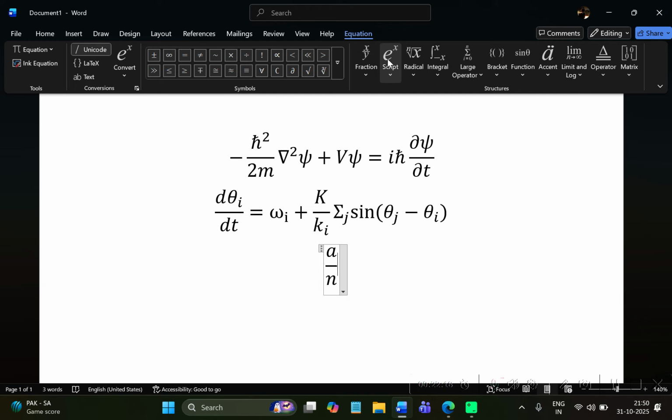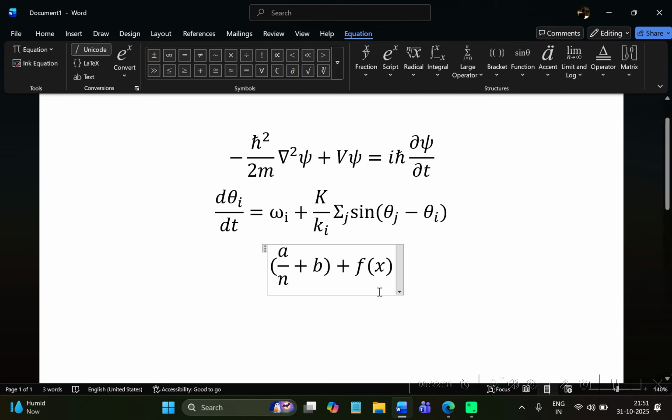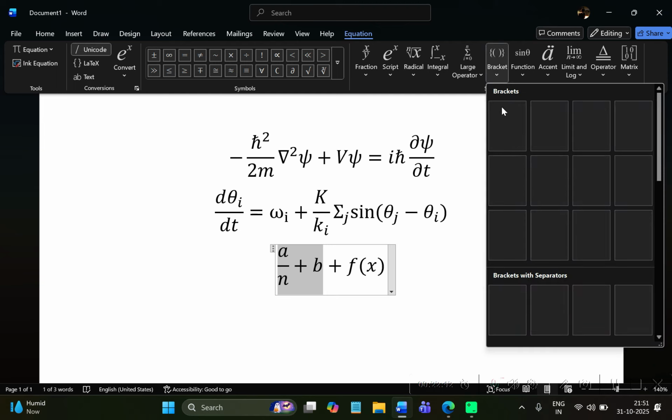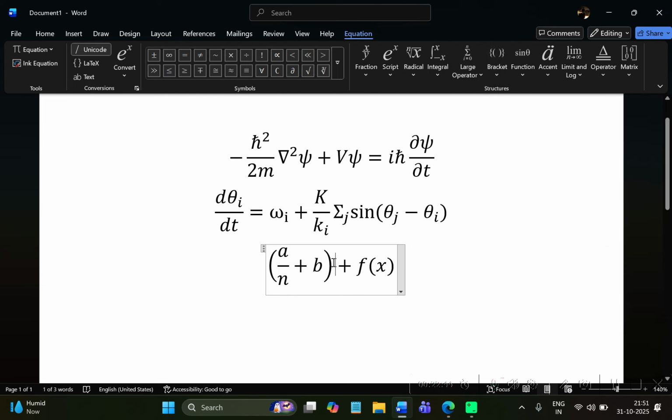Let's say a plus b, and then you have plus something like f of x. So you want to put this thing in brackets. If you just type in the brackets, it looks very awkward. It looks very bad, as you can see, right? You get what I'm saying, right? So what you can do in this situation is select this portion which you want in brackets, and then you go to bracket here, and then you do this. So now you get these big brackets, and now it looks very good.